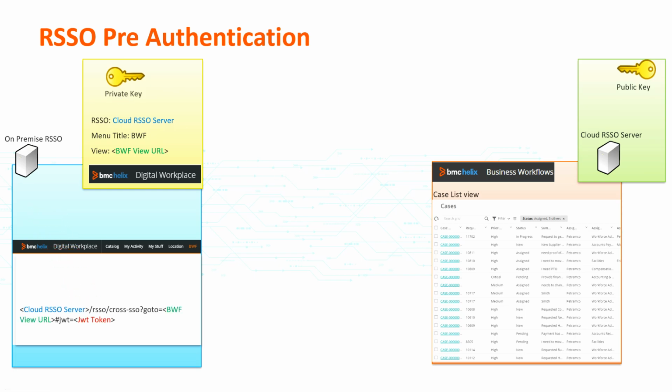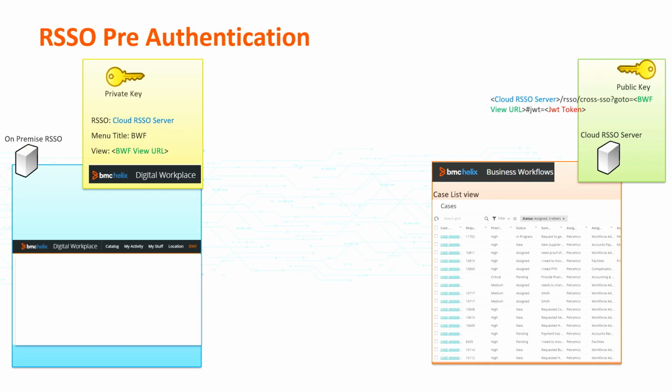Then automatically, digital workplace uses this JWT token to build a URL with the cloud Remedy single sign-on server, telling it to load the business workflow view using this JWT token. So the query goes to the BMC Helix platform. The Remedy single sign-on agent sees that it's a cross-launch, and the Remedy single sign-on server checks that the JWT token is actually correct. It uses the public key to verify that the query really comes from a friend, really from the BMC DWP server.